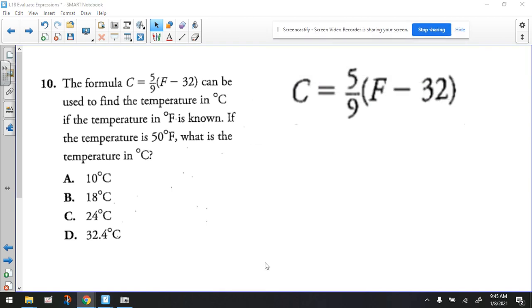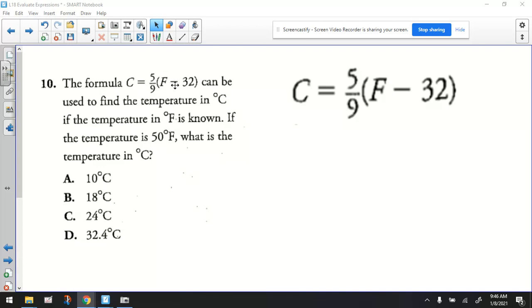We're taking a look at number 10 from L18. It says the formula C equals 5/9 times (F minus 32) can be used to find the temperature in degrees Celsius if the temperature in degrees Fahrenheit is known. If the temperature is 50 degrees Fahrenheit, what is the temperature in degrees Celsius?